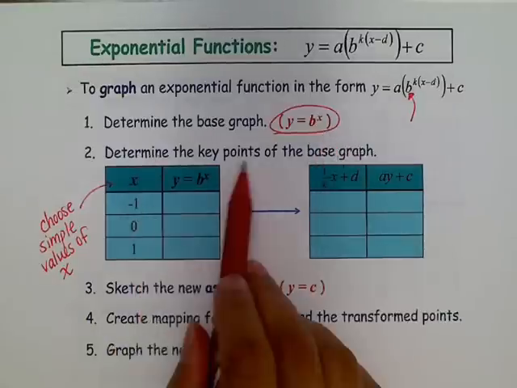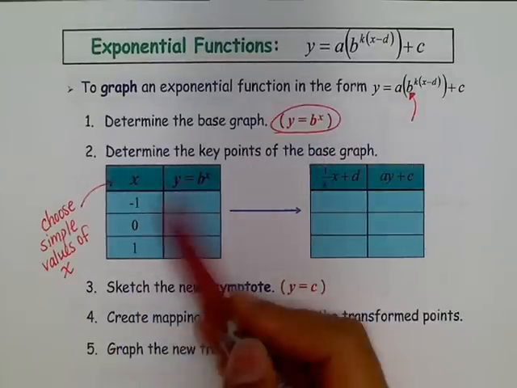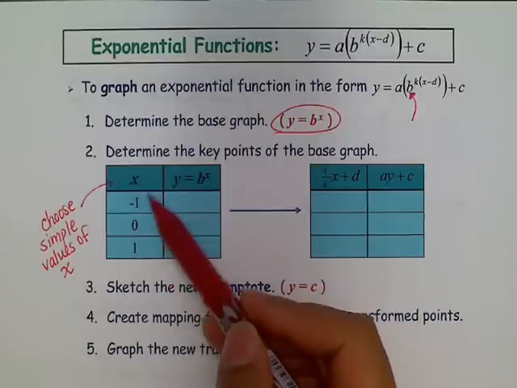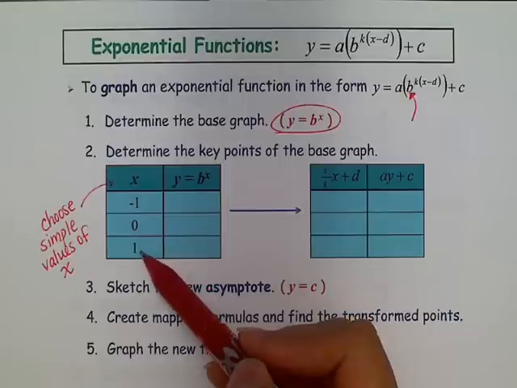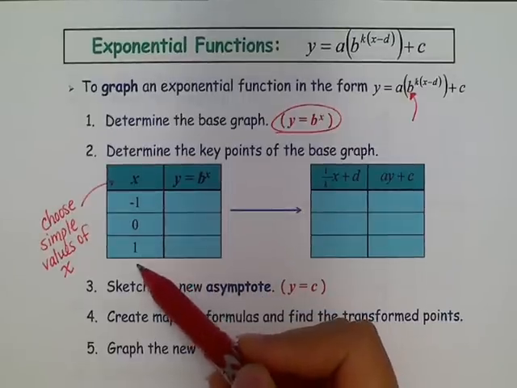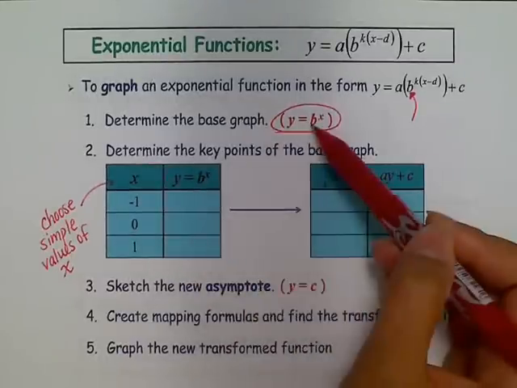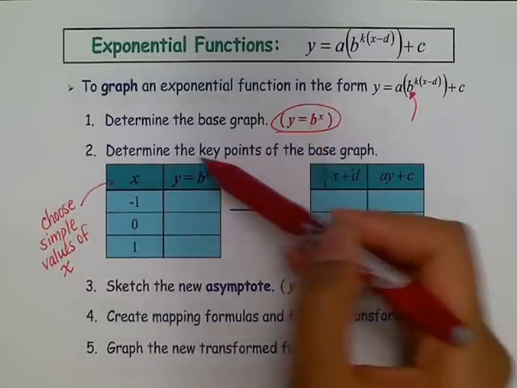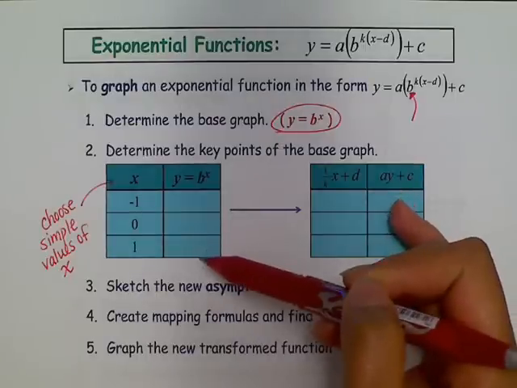Once you figure out what the base graph is, try to come up with some key points for the base graph. Here I've chosen some simple values of x, and that will show me what's happening to the left, on the y-axis, and then to the right. Those 3 points are sufficient to get the shape of the graph going. Once you've chosen these x values, substitute them into the base graph formula and solve for the corresponding y values.